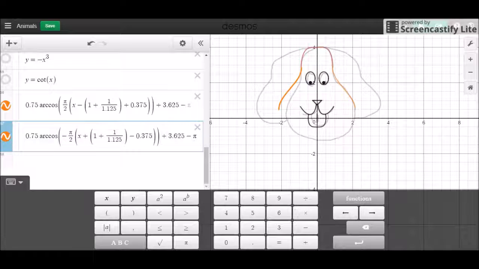Okay, this is not lining up nicely, but that's because this right side is chubbier than this left side right here.